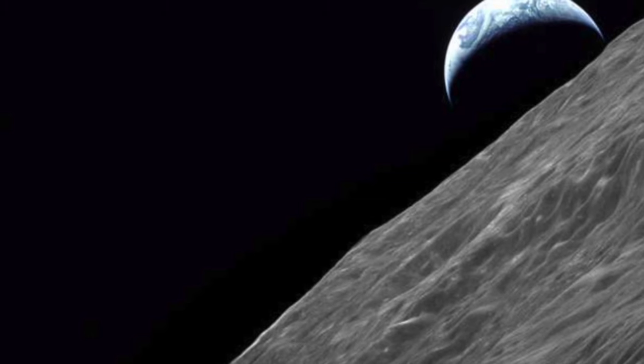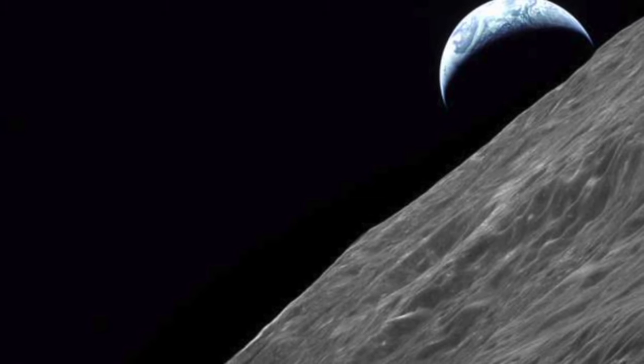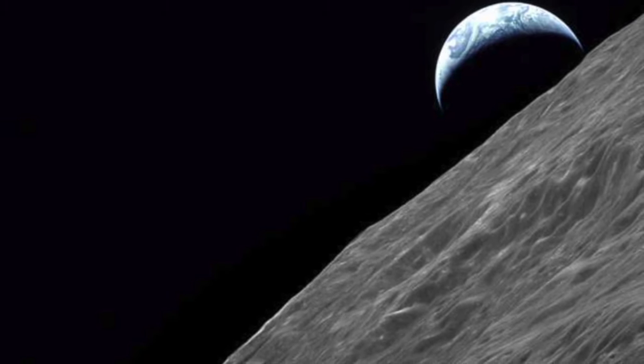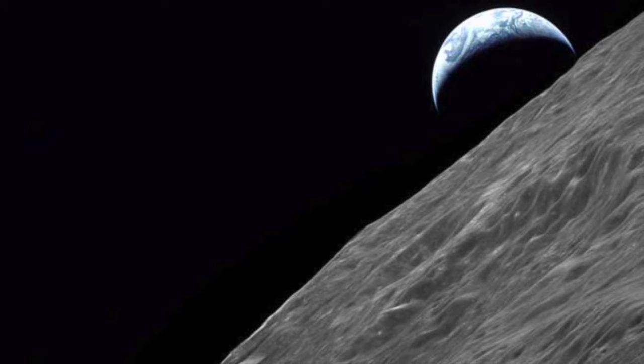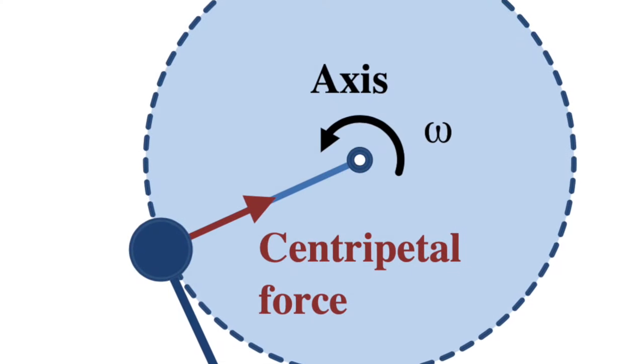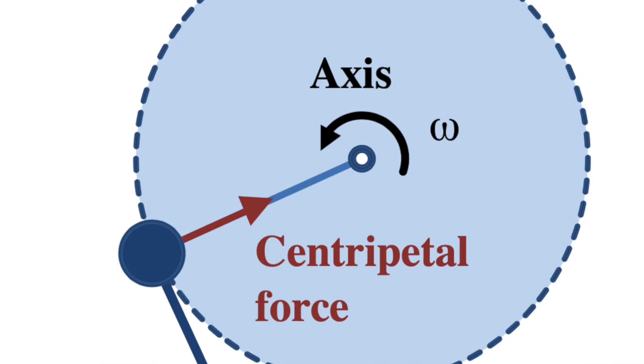Imagine tracking the position of an object with time using the function s of t. The derivative of this function, s prime of t, represents the object's instantaneous velocity at that moment.